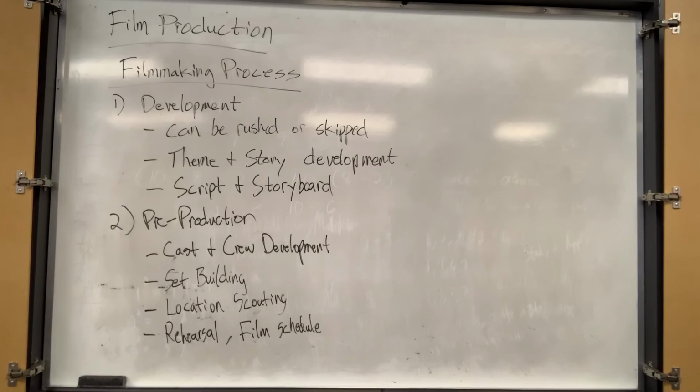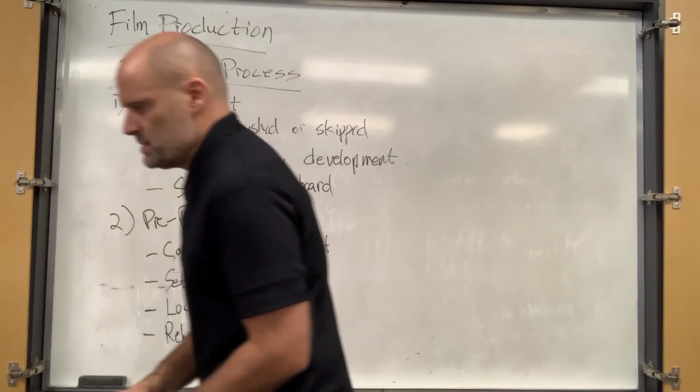So sometimes you're doing it the same way 20 times. And 20 is a good safe number. It's usually about 20 times. All right. So that's pre-production. Well, what comes after pre-production?